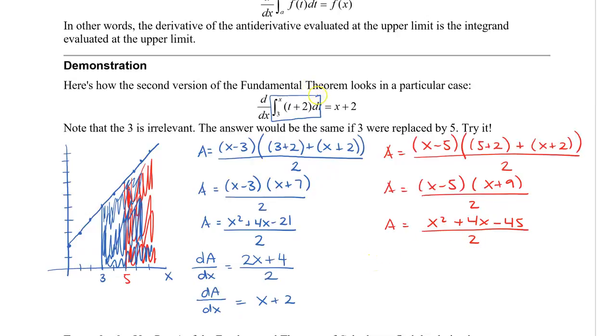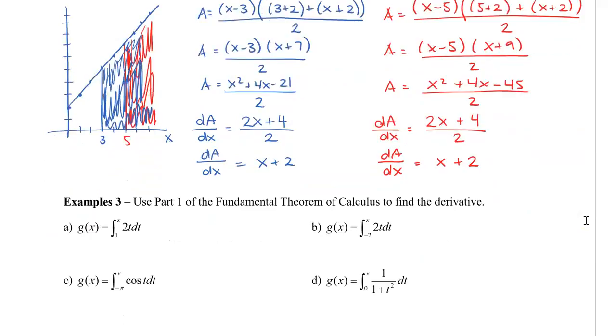So now again, we've taken the integral of this, except that instead of 3, we now have 5 on the bottom. And now I'm going to take the derivative, which is what it's telling me to do on the outside. So we get 2x plus 4, all divided by 2. And when I simplify, you will notice I also get x plus 2.